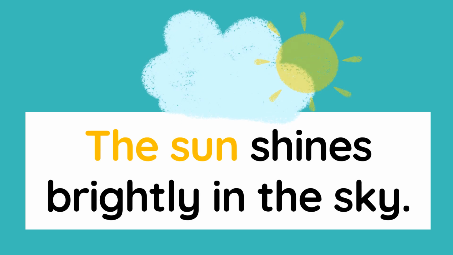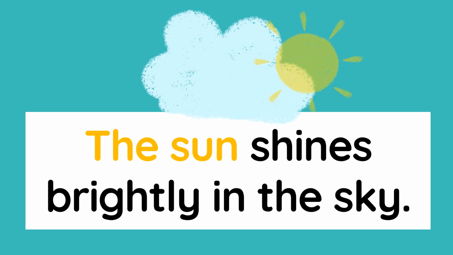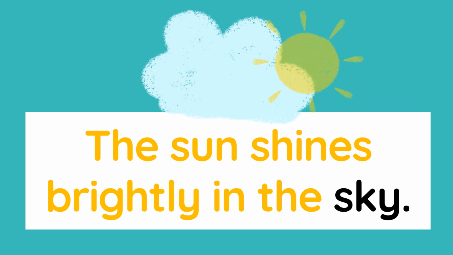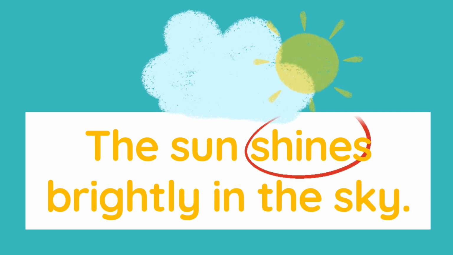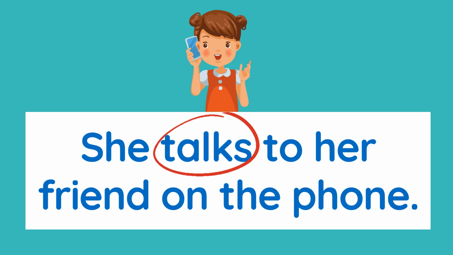Let's read. The sun shines brightly in the sky. Let's repeat, children. The sun shines brightly in the sky. Shines is the action word. She talks to her friend on the phone. Let's repeat, children. She talks to her friend on the phone. The action word is talks.